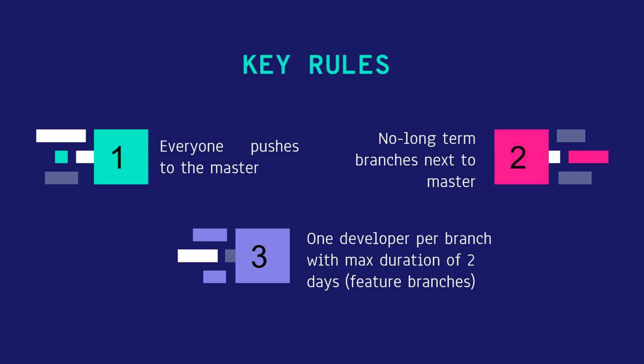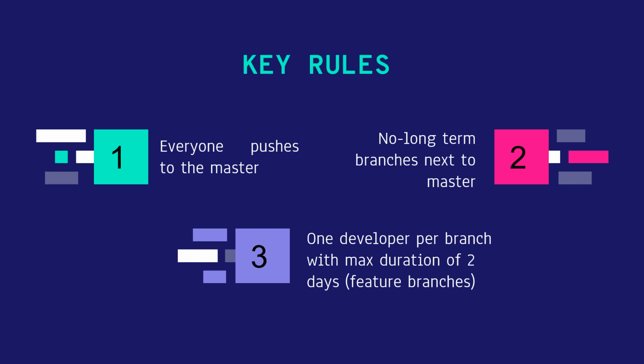The basic rules of this technique are really simple. First, everyone pushes to the master branch. This is the key rule of this workflow. And also, no long-term branches next to the master, so we don't have a development branch like in Gitflow or any other kind of branch, like a feature branch, that should really be going parallel with our master branch.